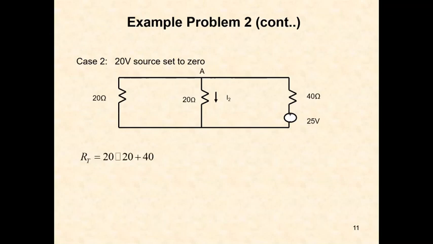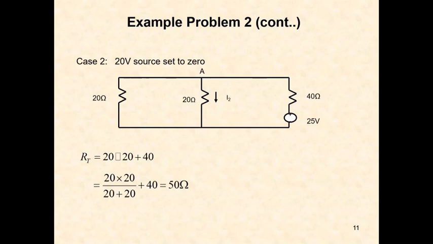Then how much is it here? The 20 and 20 are both in parallel, plus 40 ohms. 20 in parallel with 20 becomes 10, plus 40. So the answer is 50 ohms.